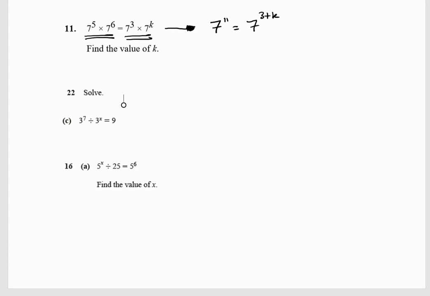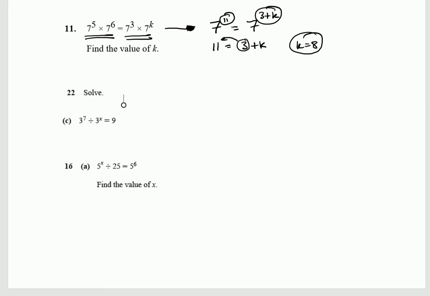Now look at this thing we've figured out here. 7 to the power of 11 equals 7 to the power of 3 plus something. So really what we're dealing with here is very simple. I need that 11 on the left-hand side to be the same as the 3 plus something on the right-hand side. And so it's pretty easy to see that k must equal 8. Now, let's have a look at the next one.